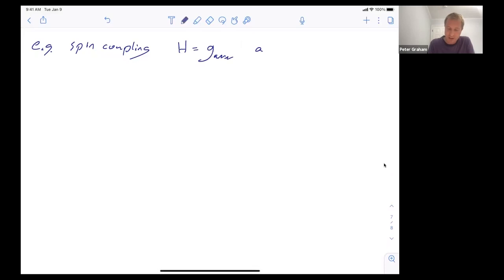In this case, the Hamiltonian term couples the spatial gradient of the axion dotted into the spin of, say, the proton or neutron.